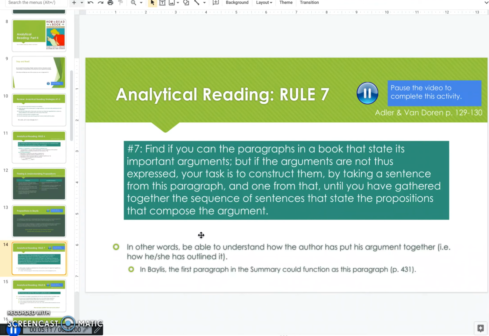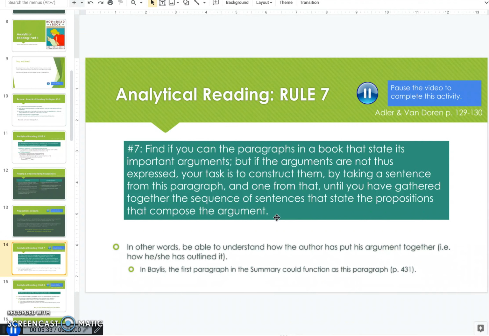All right, analytical rule 7, okay? If you can find the paragraphs in a book that state its important arguments, but if the arguments are not thus expressed, your task is to construct them by taking a sentence from this paragraph and one from that until you have gathered together the sequence of sentences that state the propositions that compose the argument.